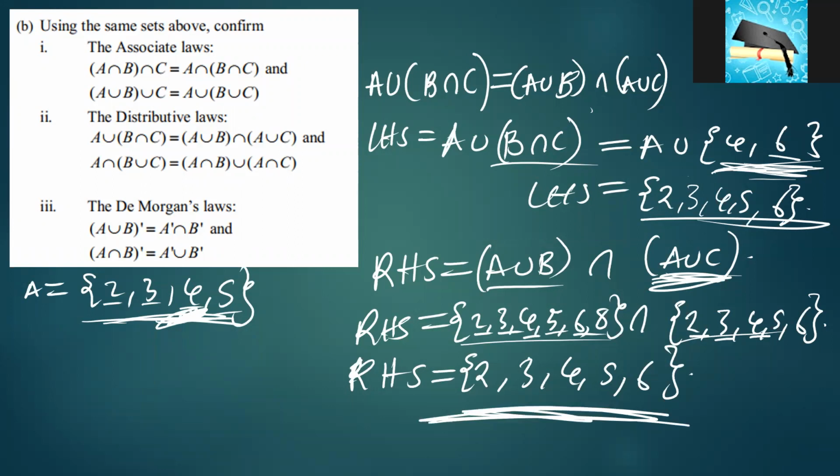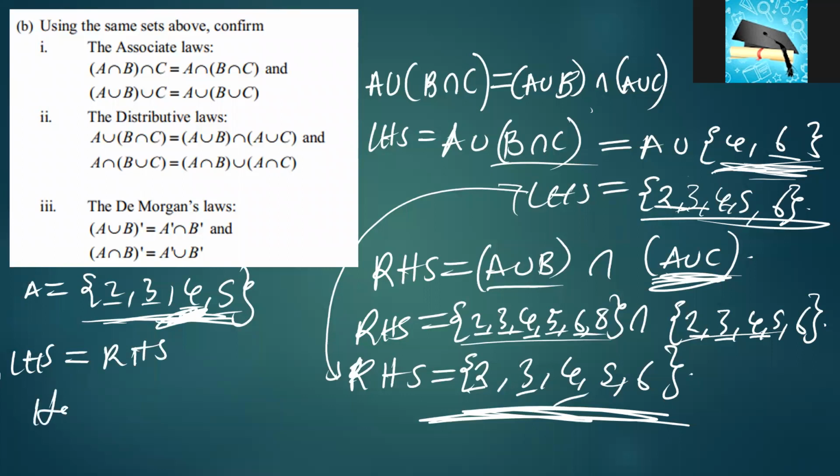So now let us compare whether the left and the right hand side are the same. So you can see 2 there, there's 2 there. You can see 3 there, there's 3 there. You can see 4, 4, 5, 5, 6, 6. Hence, the left hand side is equal to the right hand side. And this implies that we have confirmed.